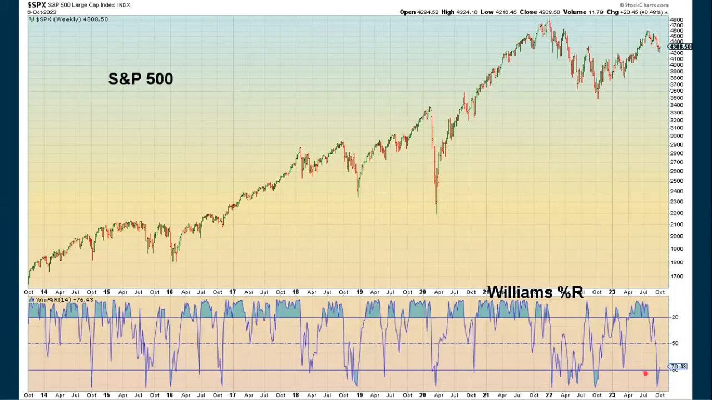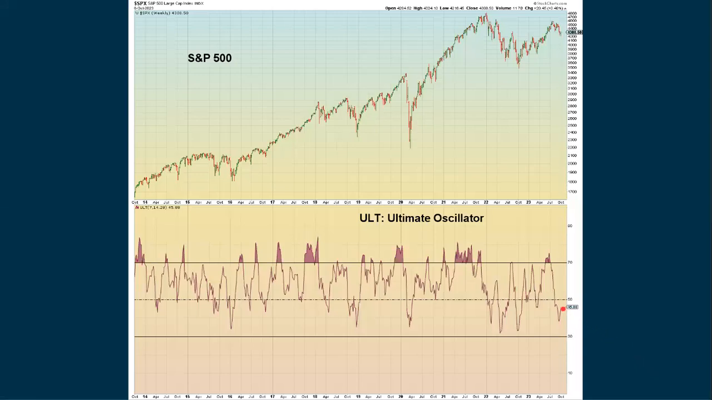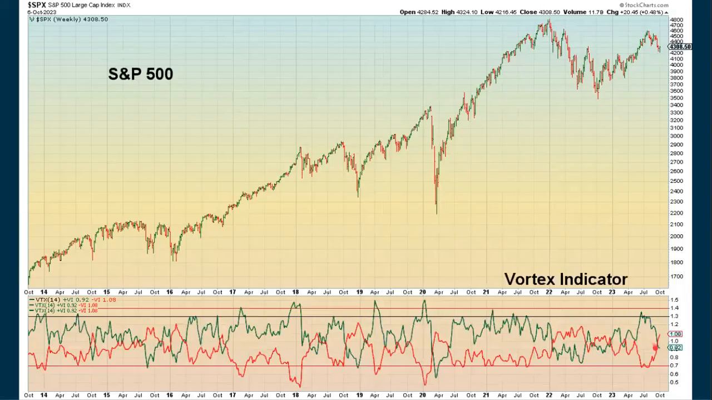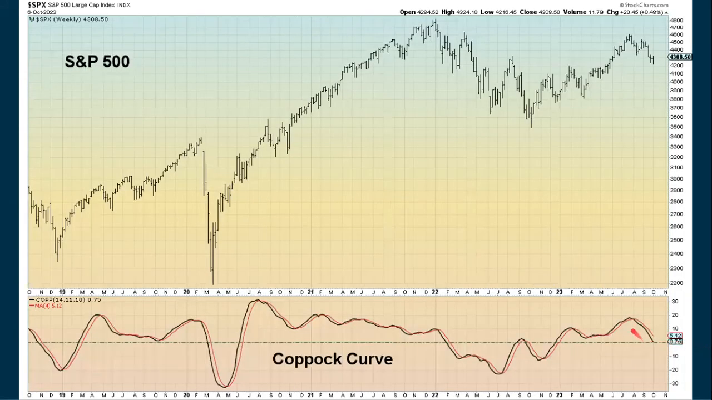The Williams %R is no longer extreme negative and showing a little bit of improvement, but they're still negative. The ultimate oscillator is turning back up slightly, but still below 50. The vortex, we saw a week ago where the red line crossed above the green line. Well, that's still keeping things more negative. The Coppock curve, I usually only use this when it rolls over positive and gives us a buy signal, but we could also look at this in a negative way where it is declining.